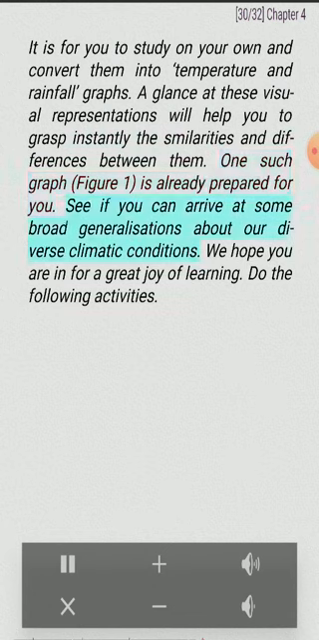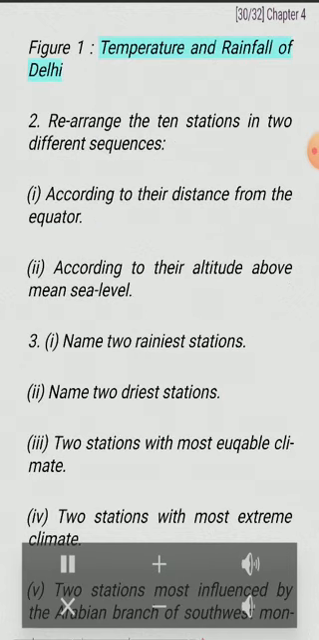See if you can arrive at some broad generalizations about our diverse climatic conditions. We hope you are in for a great joy of learning. Do the following activities. Figure 1. Temperature and rainfall of Delhi. 2. Rearrange the 10 stations in 2 different sequences. I, according to their distance from the equator. II, according to their altitude above mean sea level.